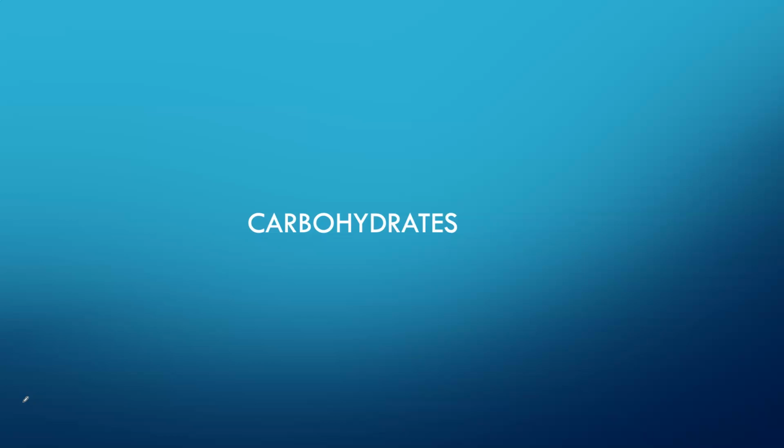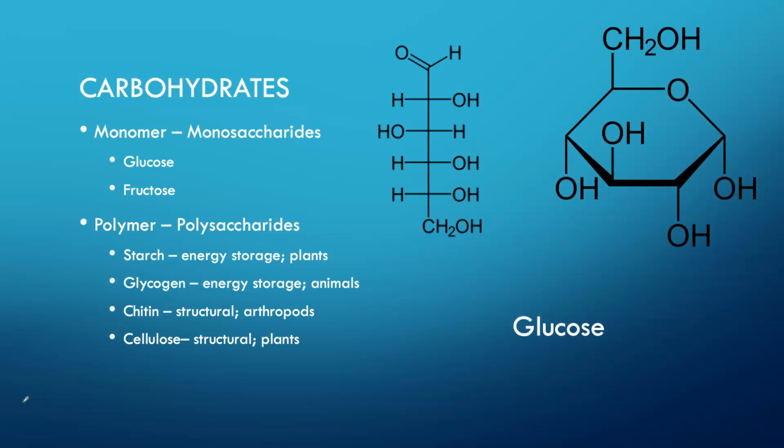So now we'll take a closer look at one group of the biological molecules, the carbohydrates. The monomer of a carbohydrate, as we mentioned, is called a monosaccharide, mono meaning one, and saccharide meaning sugar. Two really common examples of monosaccharides are glucose and fructose. And I have here for you two different ways to write the structure of glucose.